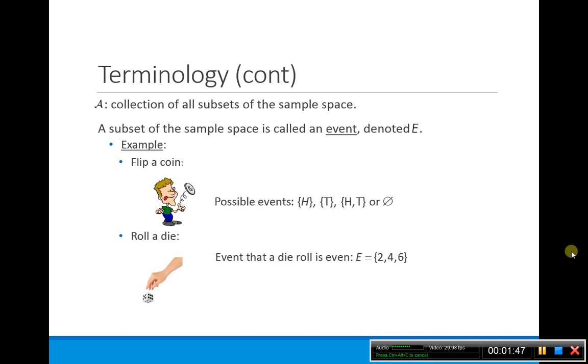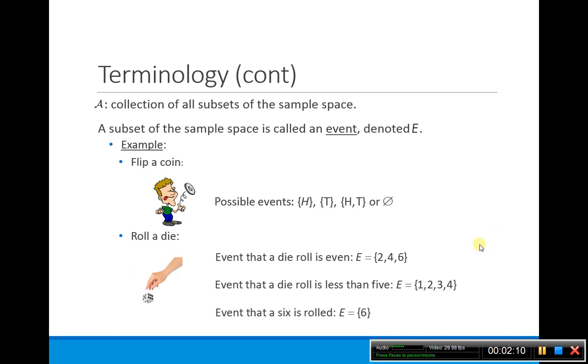What is the event that a die roll is even? If the die roll is even, then your event is just {2, 4, 6}, which is one of the subsets. The event that the die roll is less than 5 is the numbers 1 through 4. The event that a 6 is rolled is just the event that contains the one number 6. All of these events are subsets of our sample space, so all of these E's can be found in this script A.